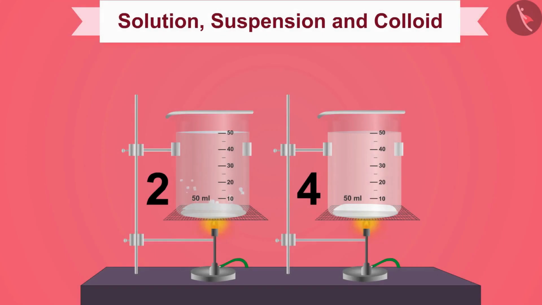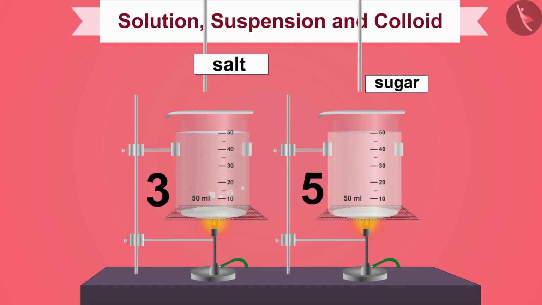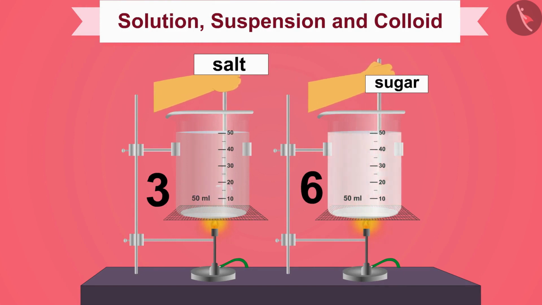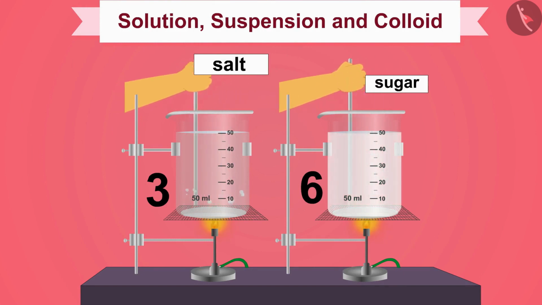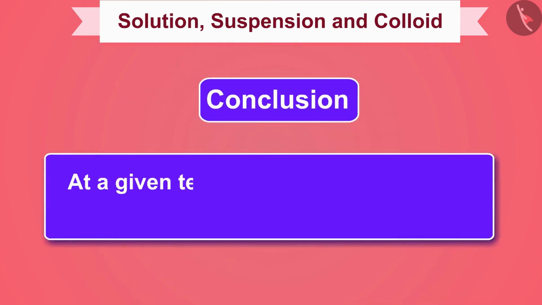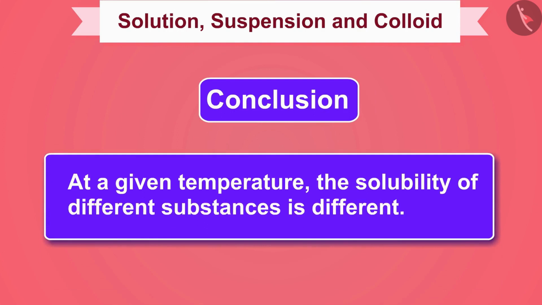Now, if we heat these two saturated solutions by 5 degrees more and then try to dissolve more salt and sugar, what do you see? We can see that we are able to dissolve more solute in the solution. By this activity, we can conclude that at a given temperature, the solubility of different substances is different.